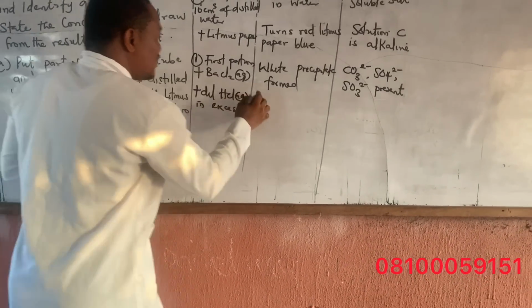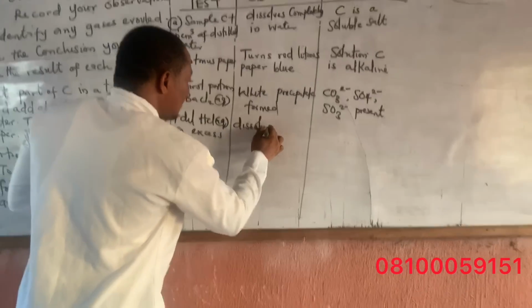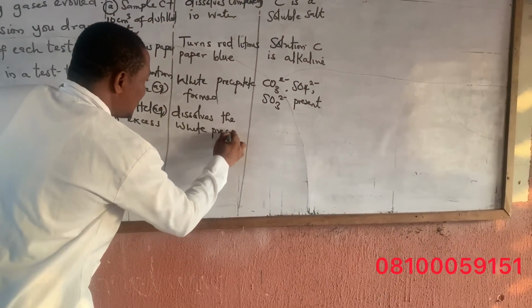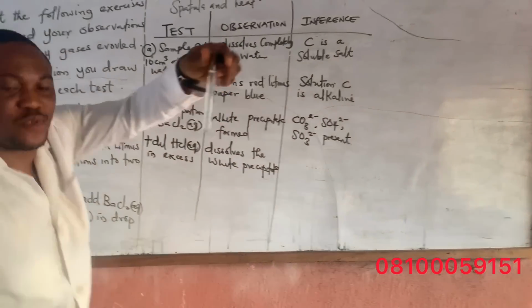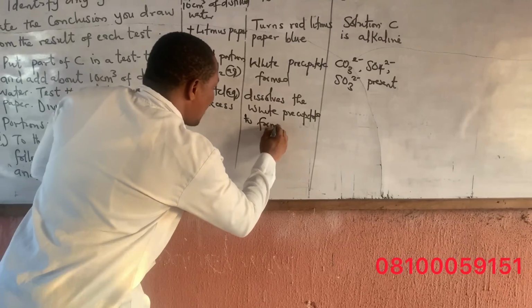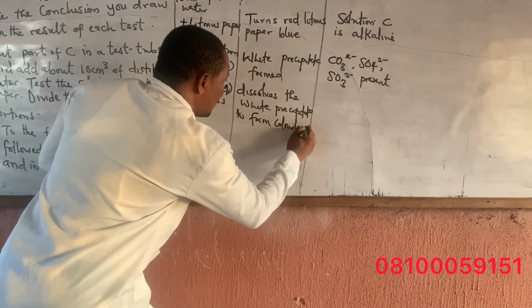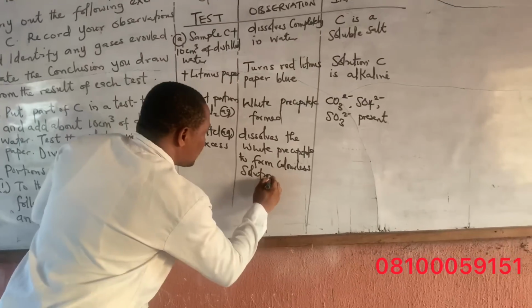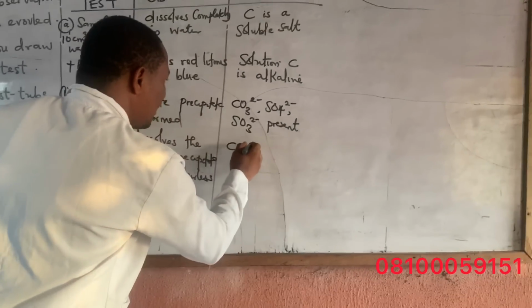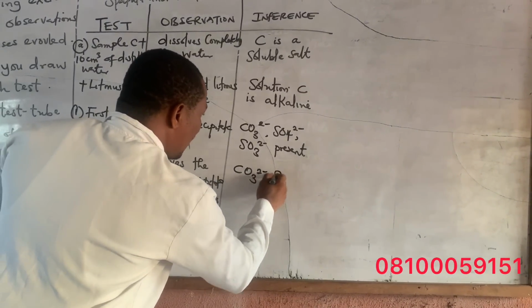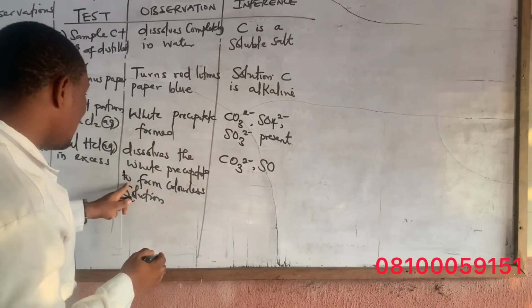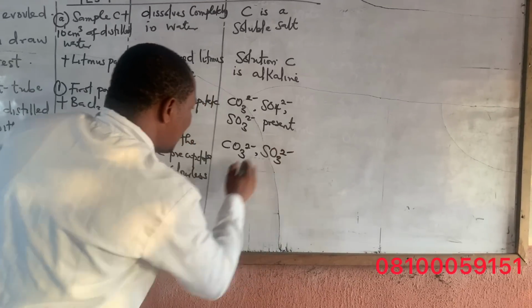Very important. Dissolves the white precipitate to form a colorless solution. So what are the inferences? You can have CO3 2 minus, okay, or SO3 2 minus. So it dissolves the white precipitate to form a colorless solution, and SO3 2 minus is present.